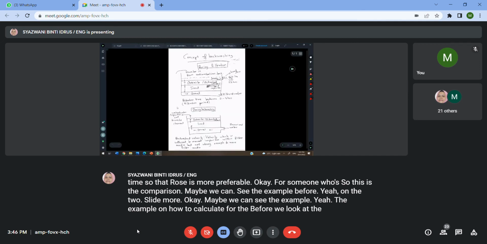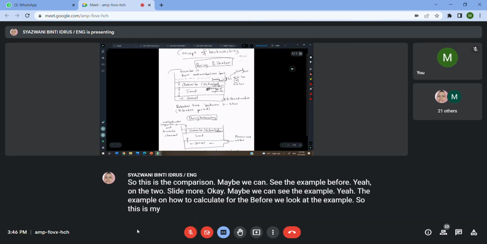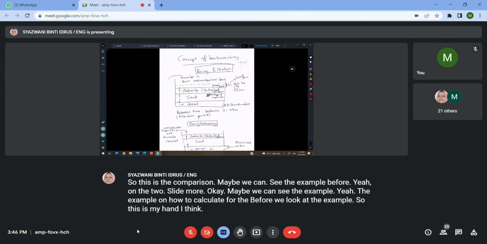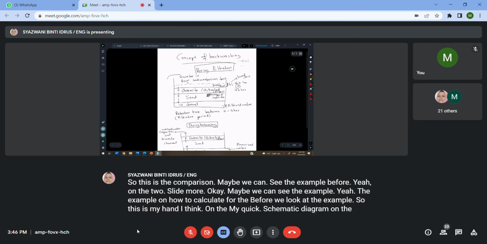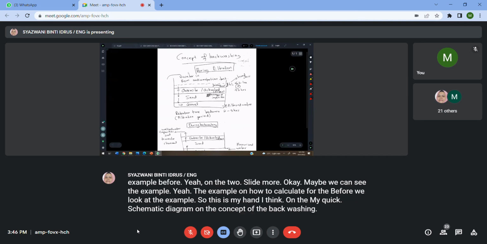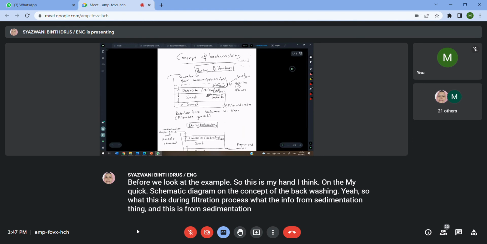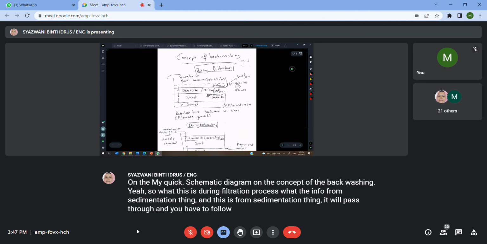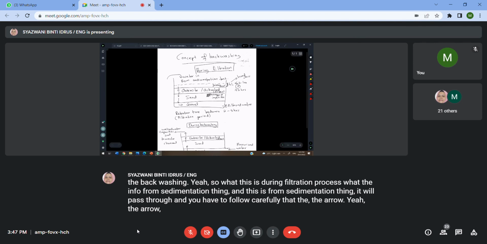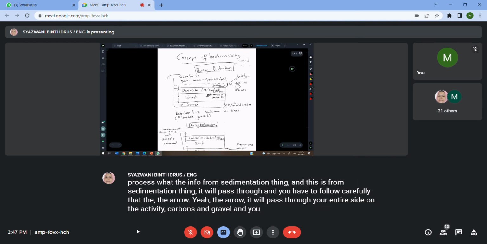Before we look at the example, this is my handwriting on my quick schematic diagram on the concept of backwashing. During the filtration process, water comes in from the sedimentation tank. You have to follow the arrow carefully. It will pass through the anthracite or activated carbon, sand, and gravel, and it will come out as filtered water.